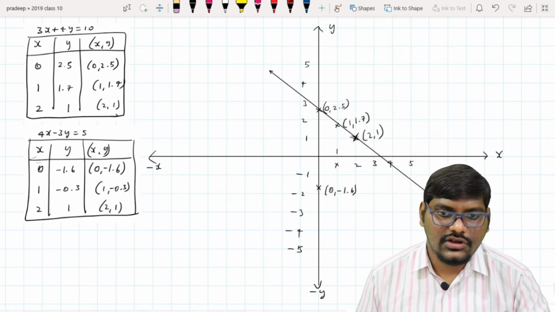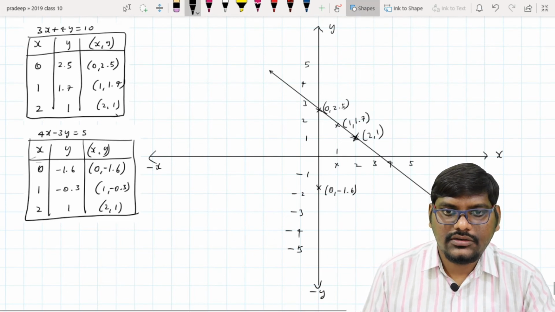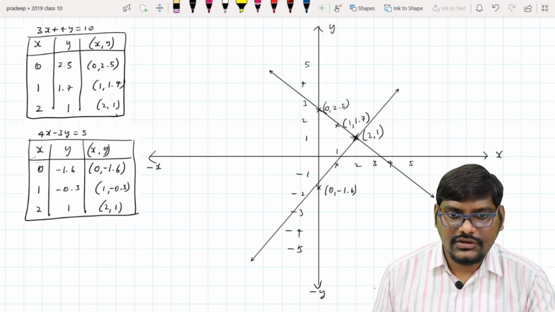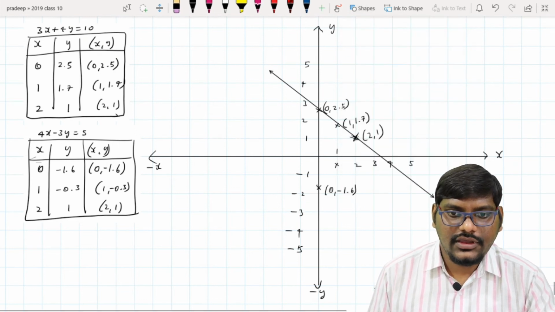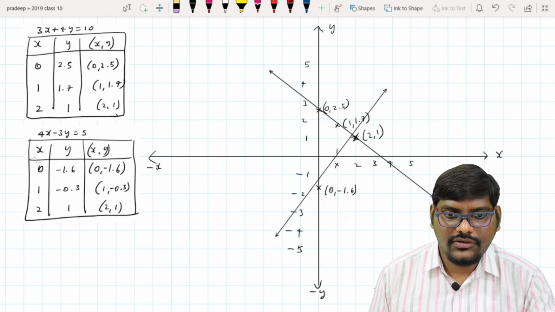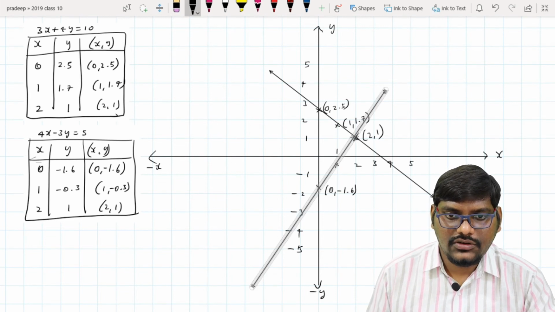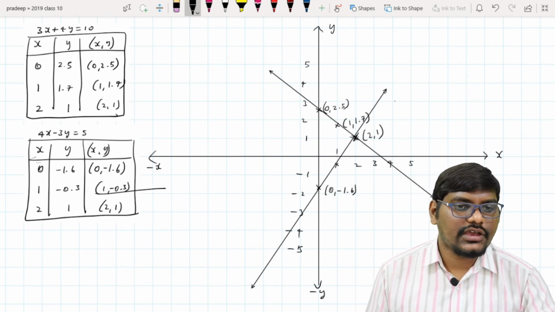So we'll try to draw the graph. So the graph is approximately like this. One more time I'll try. For the exact graph I'm trying this. Almost we got. Alright. So this is a graph which we got for the second equation.